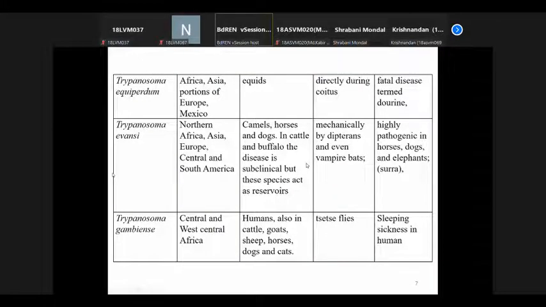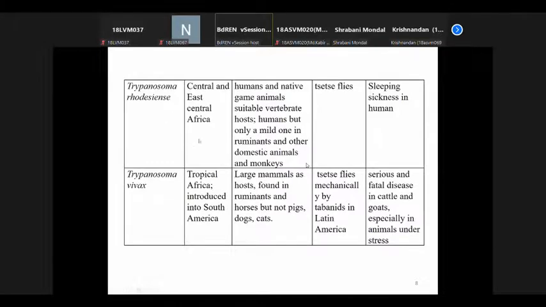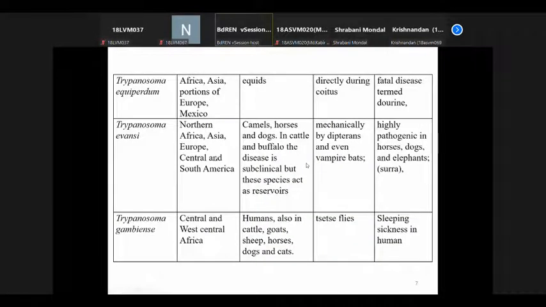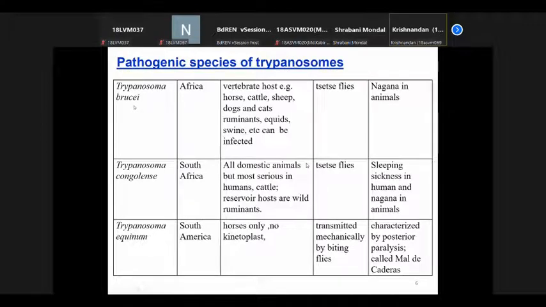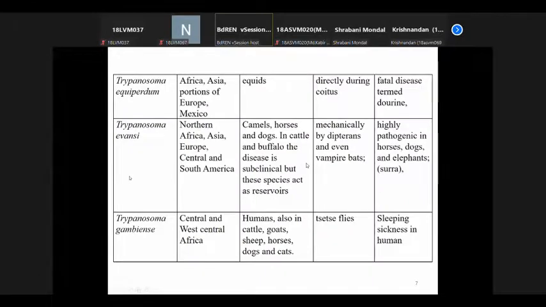Then we have two species, Trypanosoma gambiense and another one, Trypanosoma congolense. Congo, you know the Congo in Africa, so the name is congolense. And Gambia. These two cause sleeping sickness in humans.